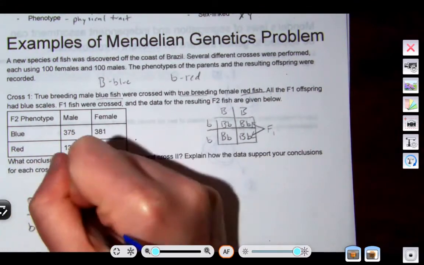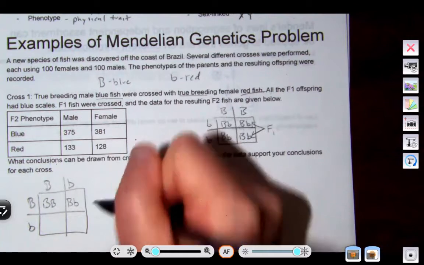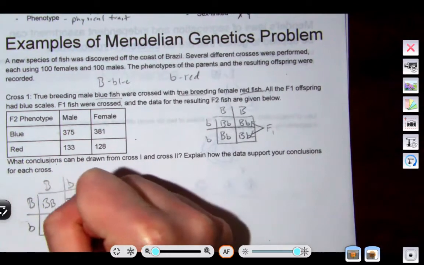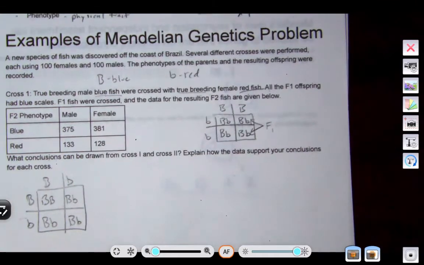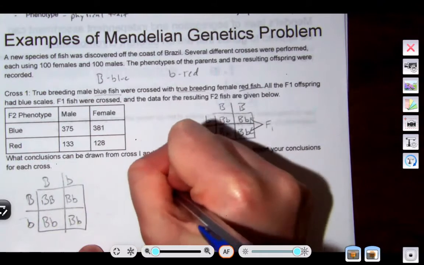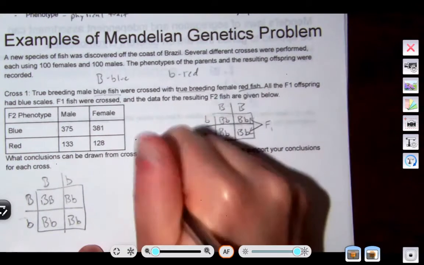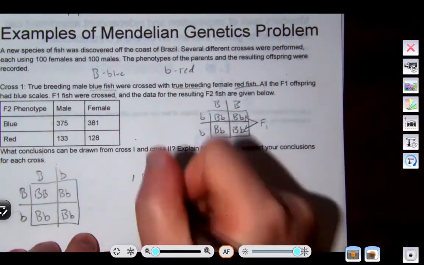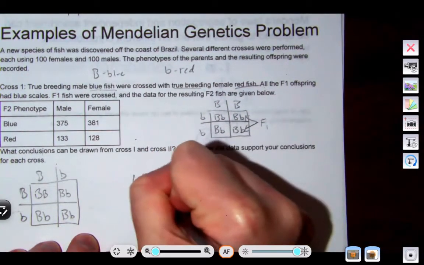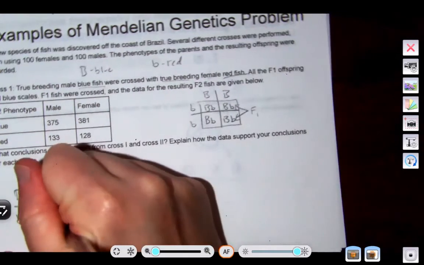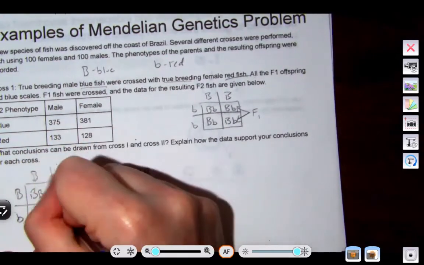Down and across, down and across. And so what I end up with is 1 big B, big B. Oops, sorry. Pay attention. All right, 2 big B, little b's. And because I'm not filling in my Punnett square very well, this should be 1 little b, little b.